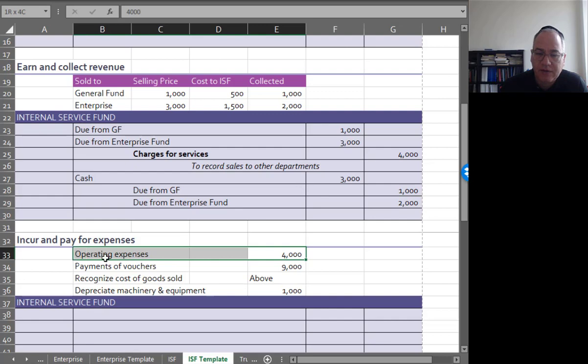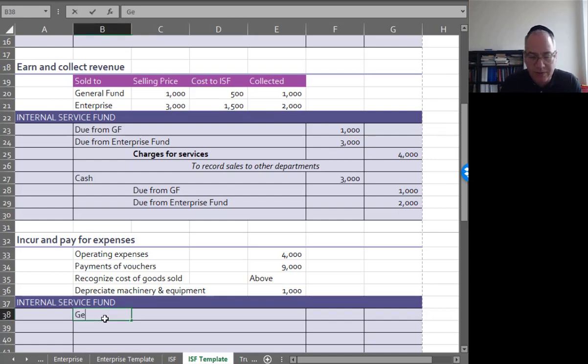So operating expenses here is $4,000. I guess that's where this comes from. Oh no, that's cost. This is cost of goods sold above. They paid vouchers of $9,000. They recorded the cost of goods sold that we put up here, and they depreciated the machine and equipment by $1,000. So let's first record these general operating expenses. And you don't just have to have general operating expenses. Obviously, you can have lots of different kinds of them. We're just doing that to keep things simple here. So credit vouchers payable, $4,000.